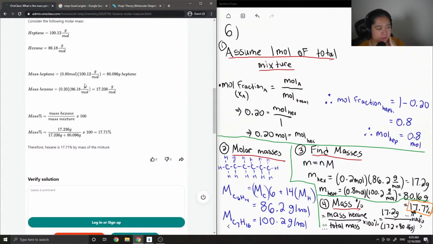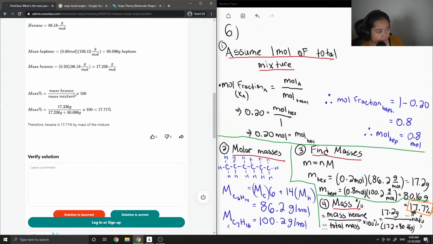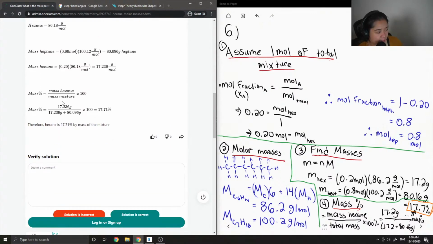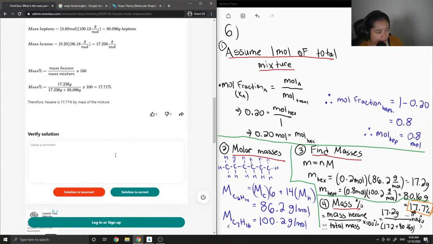And then they found the masses of both hexane and heptane: around 80.096 grams of heptane and around 17.236 grams of hexane. They found the mass percent by doing the mass of hexane divided by the mass of the mixture, and they also got around 17.71%. Yep, so I can say that this solution is correct.